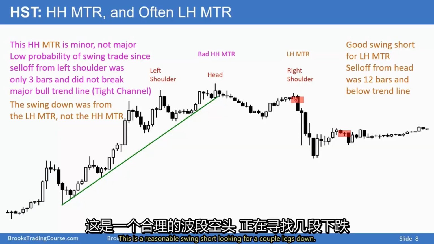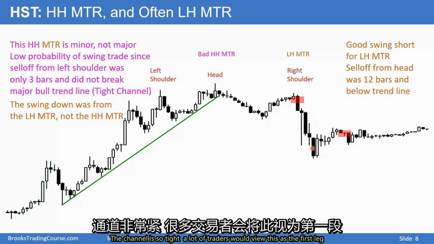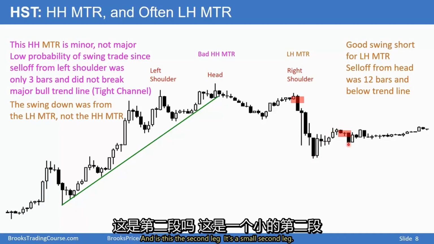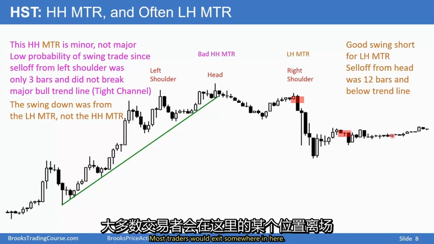This is a reasonable swing short looking for a couple legs down. This might be 2 legs down, 1 pullback, 2. The channel is so tight, a lot of traders would view this as the first leg, a complex first leg, but the first leg. And is this the second leg? It's a small second leg. The market went sideways. Most traders would exit somewhere in here.